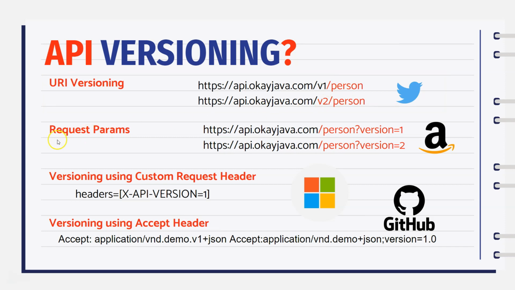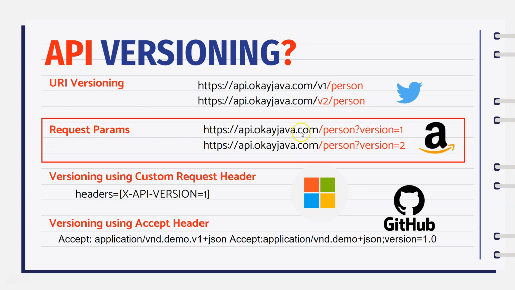Okay. Next one is request param. So if you look at this particular endpoint, what exactly we are doing here is that we are passing a parameter version equals to 1 and version equals to 2. In case you have to come up with the next version, we'll do the same thing. We'll have our endpoint and then the next value version equals to 3, right? So basically we are using a request param.